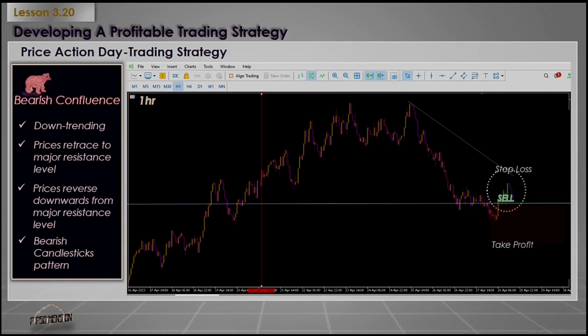The stop loss target should be set at a level above the previous resistance level, and we will leave the trade to run until it either hits the stop loss targets or the take profit targets. This was another profitable sell trade. The price hit the take profit targets.